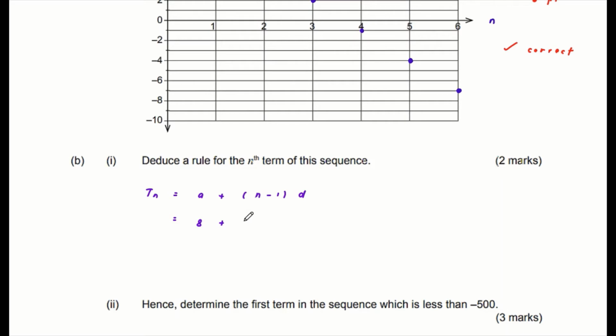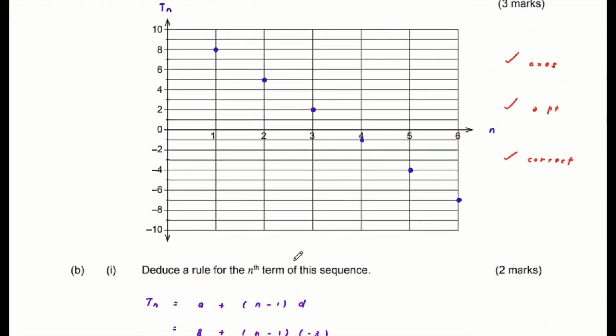Then d is the common difference. In this case, we minus 3 to get all the subsequent terms, right? So the common difference here is negative 3. Let's simplify: we get 8 minus 3n plus 3. After some quick simplification, we get negative 3n plus 11. So that's the first way that you can do that.